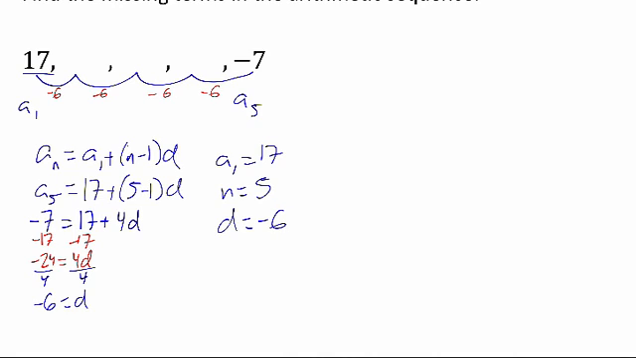So 17 minus 6 is 11. Minus 6 from that is 5. Subtract 6 more from that, negative 1. Subtract 6 from that gets us to that negative 7. Exactly what we were looking for.